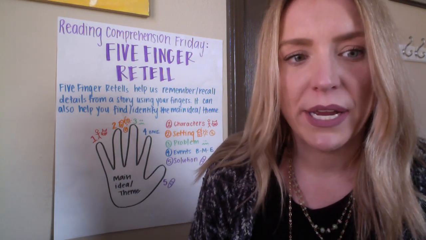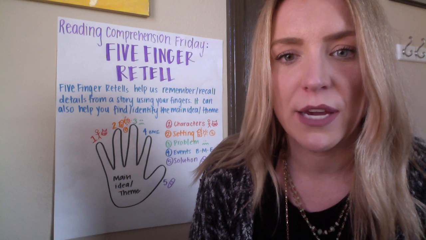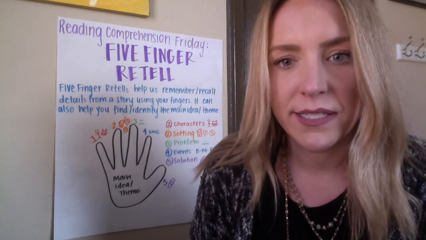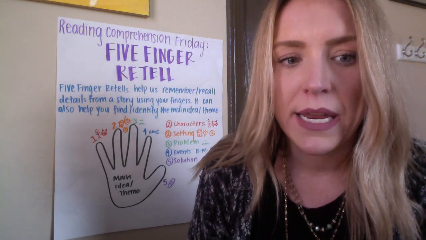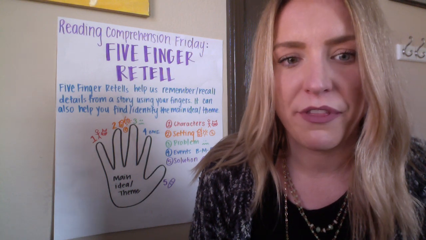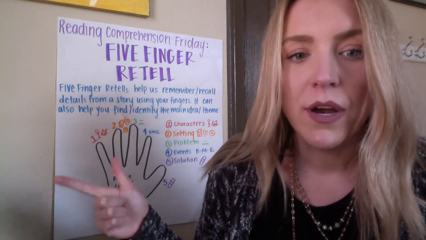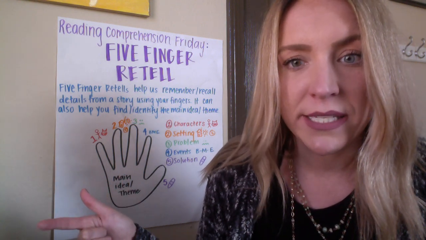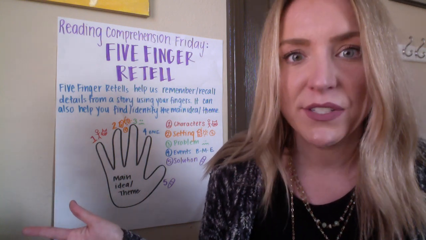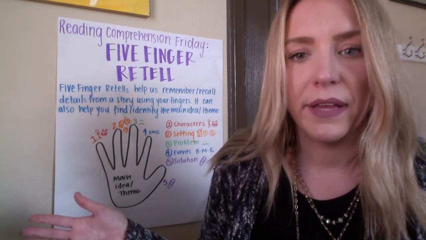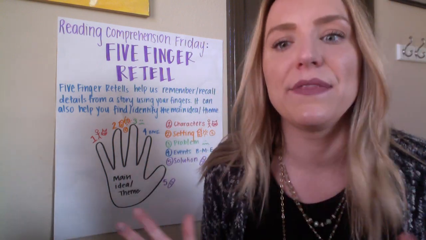And just to refresh your memory, guys, our five-finger retell, we use our fingers to help us remember the five main elements or takeaways from a text. And these elements can help us to answer questions about what we've read and also to help us find our main idea or theme. And these elements are our characters, or who or what our story is about, our setting, so when and where our story takes place, the problem or what goes wrong in the story, what the characters have to overcome, the events, so the beginning, middle, and end of the story, and then finally our solution. How do the characters overcome their problem? How do they get their happy ending?